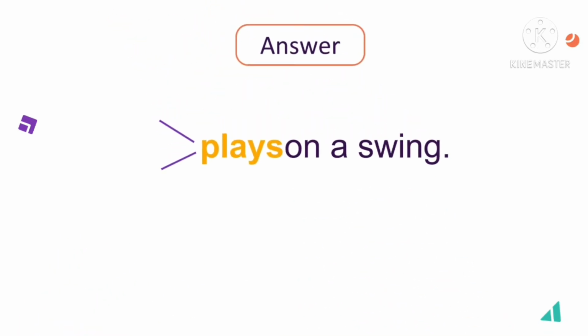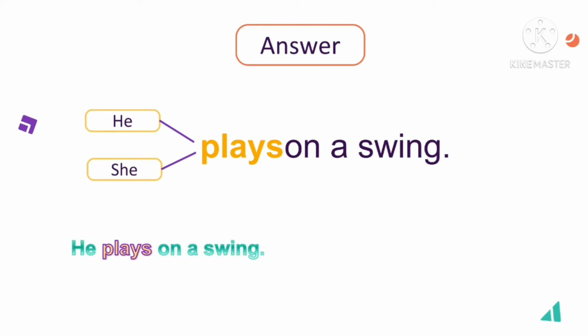And how to answer that question? If one more time they play on a swing, whether the girl or the boy, we will answer, he plays. He plays. You see there is an S here because it's a he. He plays on a swing. Or she plays on a swing. One more time. He plays on a swing or she plays on a swing. Okay.